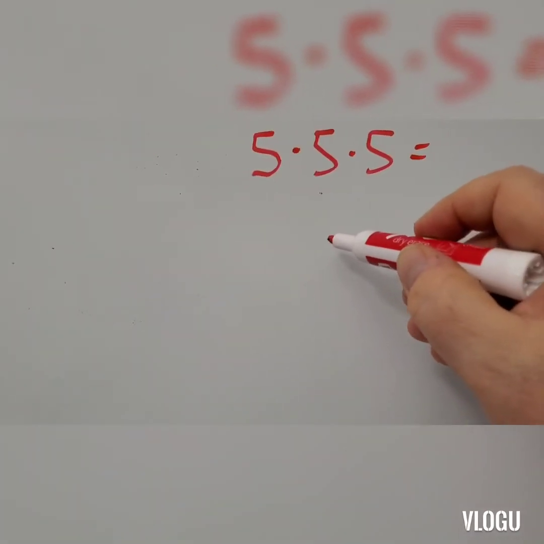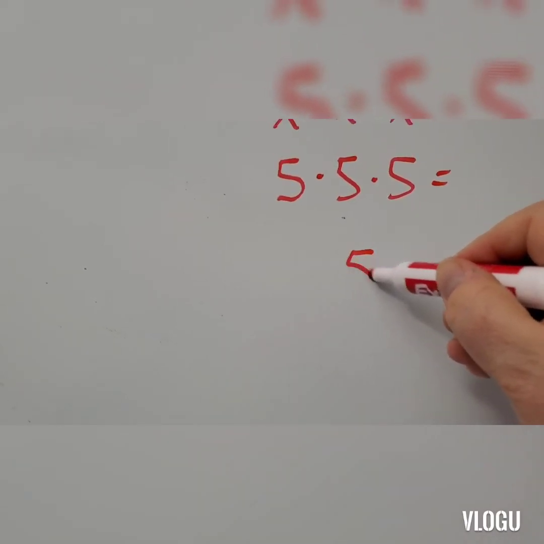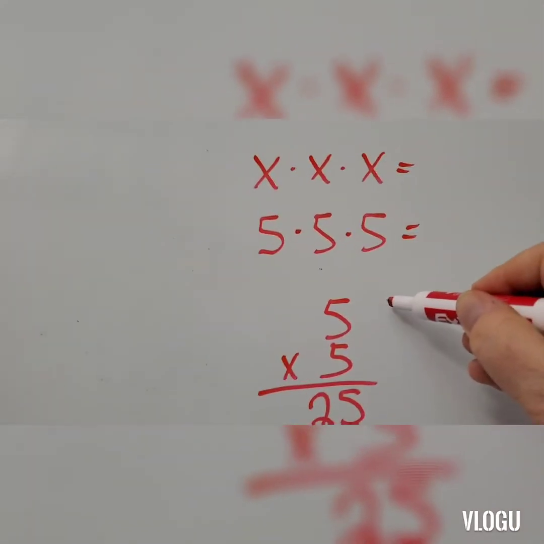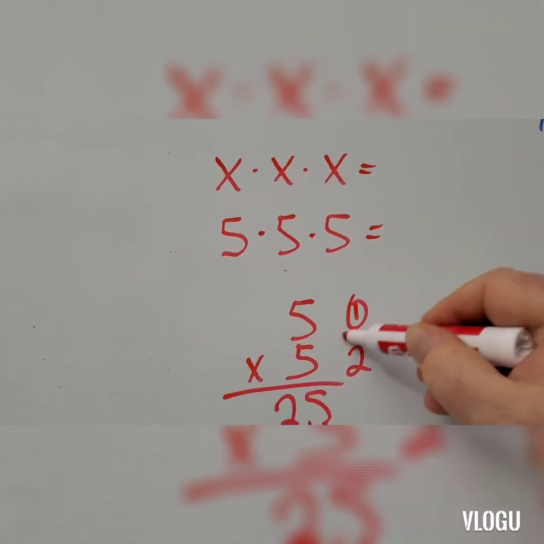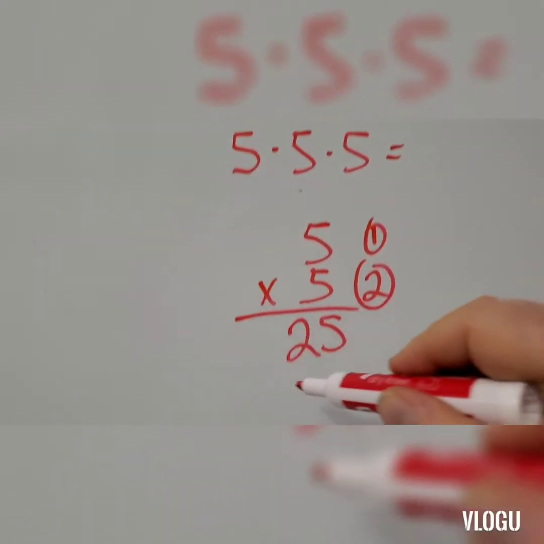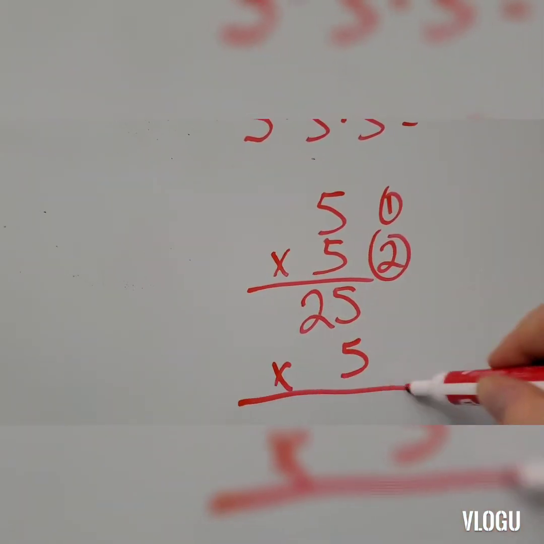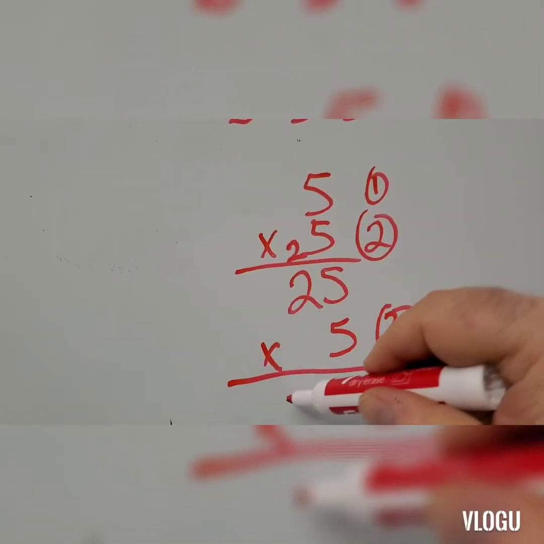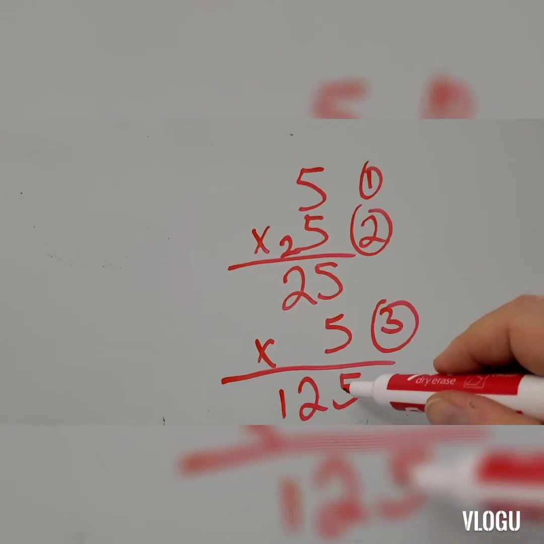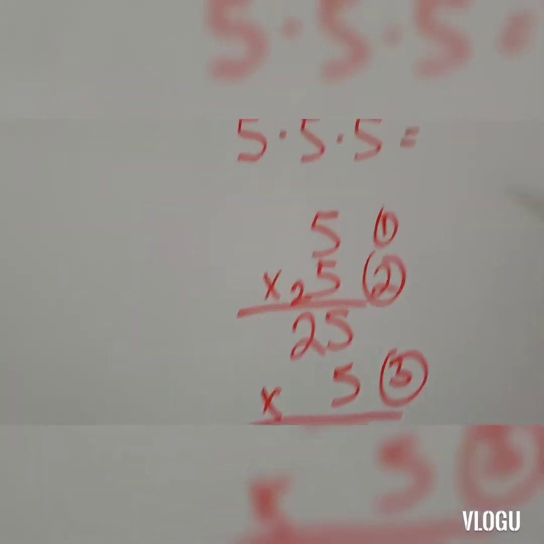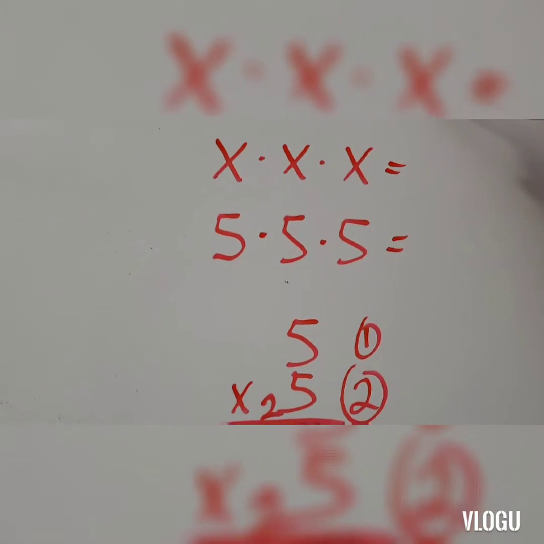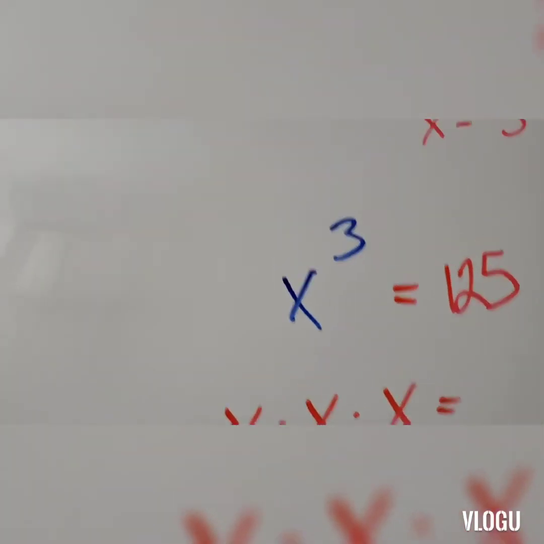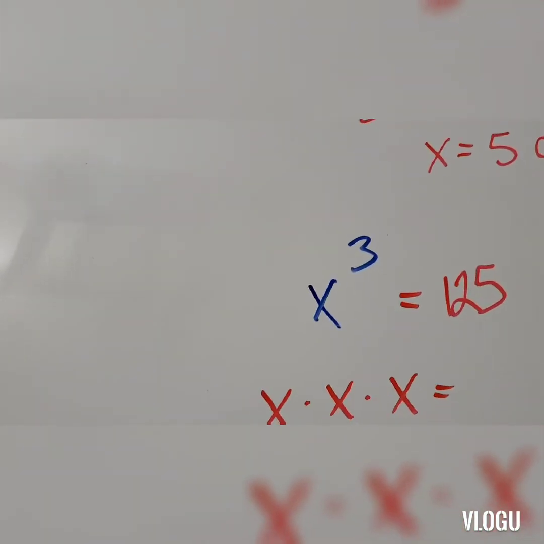If I set it up long multiplication, 5 times 5 is 25. Well, I've used 2 of my 5s, but I need a 3rd one. Times 5. And that's my 3rd. 5, 2. So I come up with 125. This would be 125 if x is equal to 5.